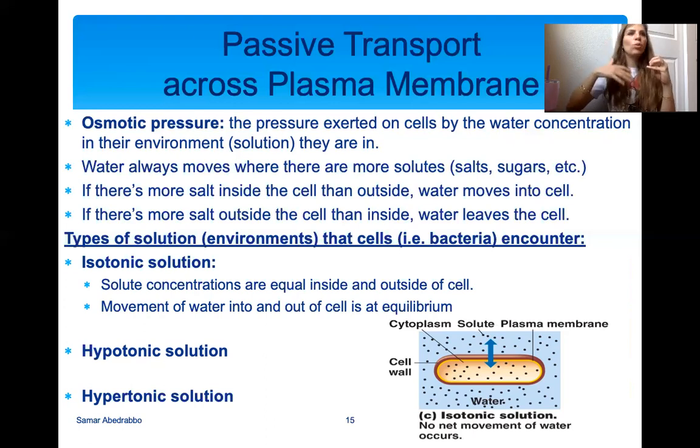So my question to you is, where does water move? Remember, water always moves where there's more solutes, but if there's equal solute concentration in the solution and equal concentration in the cell, water will move equally in and out of the cell. A lot of times students will say, oh, nothing is happening. No, something is happening, it's just at an equal rate. If there was nothing happening, the cell would die. So now we're gonna focus on hypotonic and hypertonic. Everyone remember that water will always move where there's more salts.